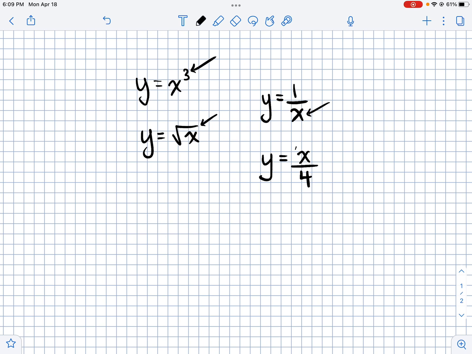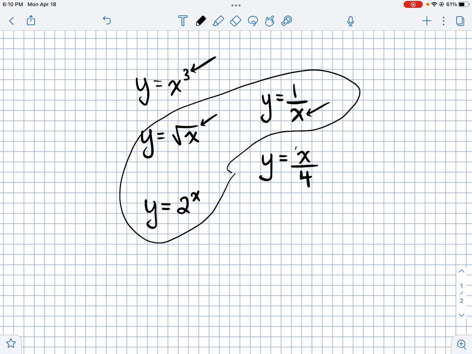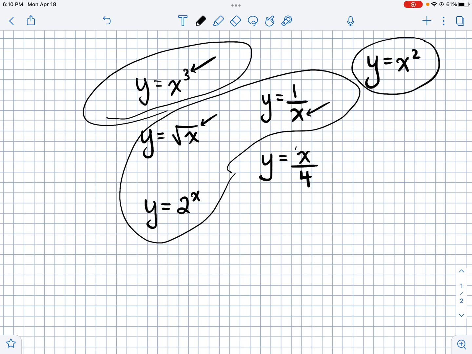What else? If the x is actually an exponent, like 2 to the power of x, that's going to be nonlinear. And all of these relations you'll learn about in high school. These you'll learn about in grade 11. And this one you'll learn about in grade 12. And this one, x squared, you'll learn about in grade 10. So they're all different nonlinear relations, but you'll learn exactly what they are. Your job in grade 9 is just to identify if an equation is linear or nonlinear.